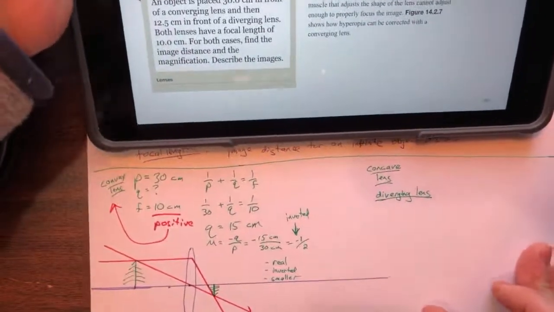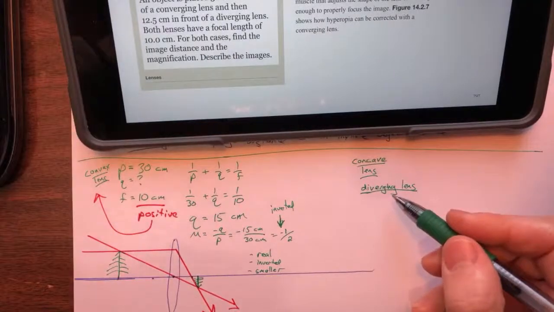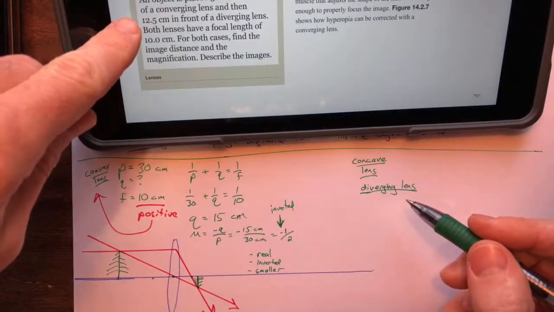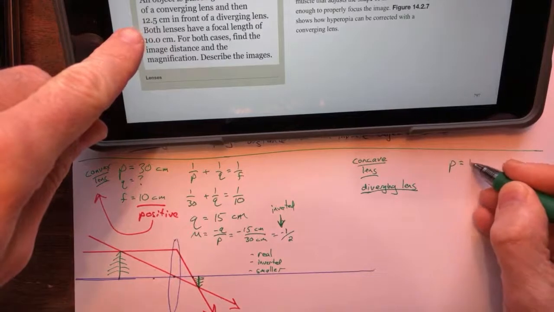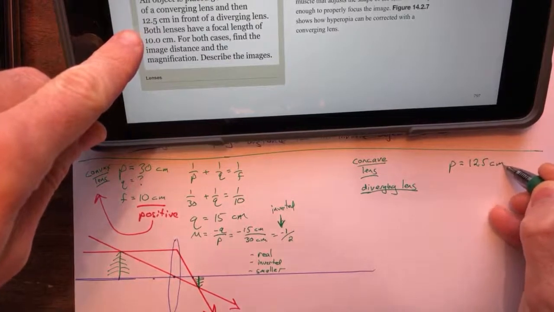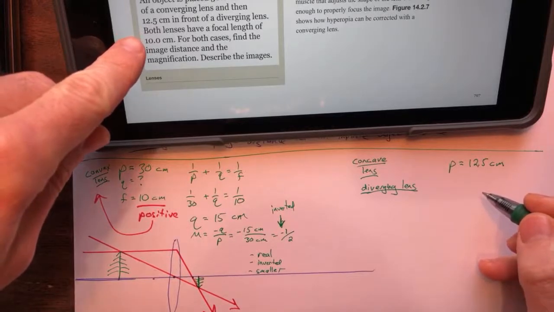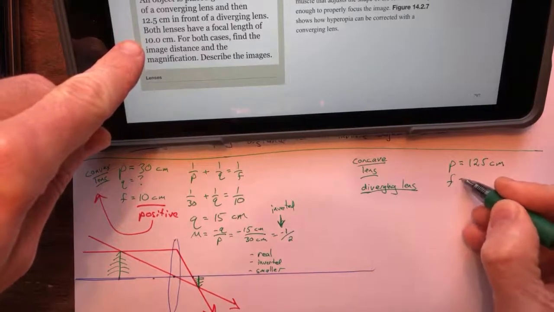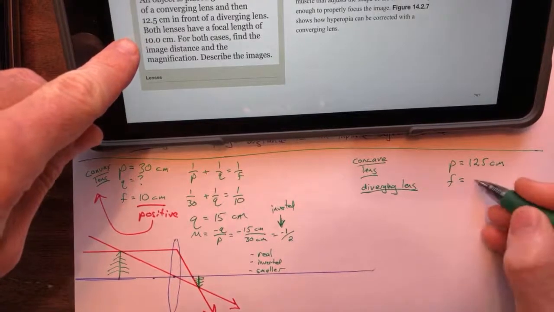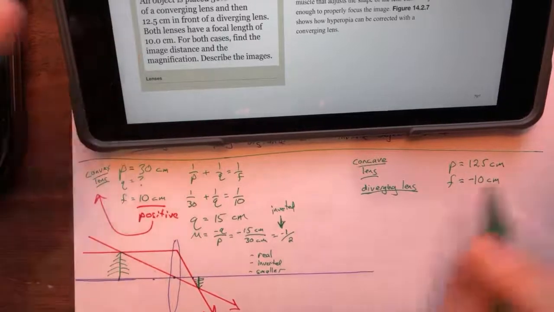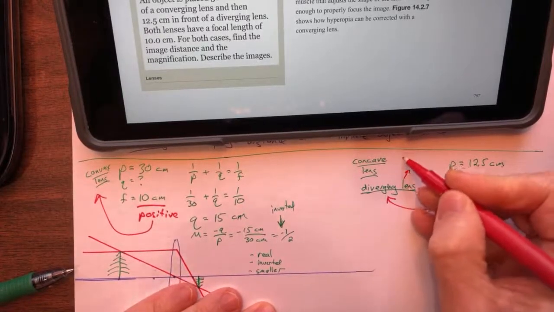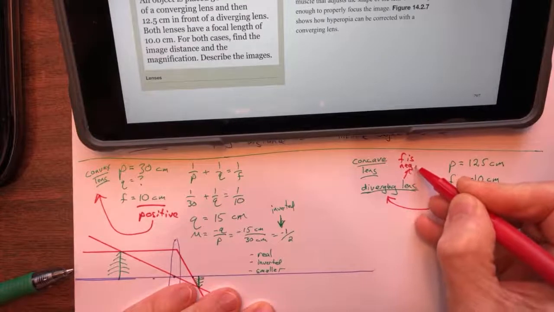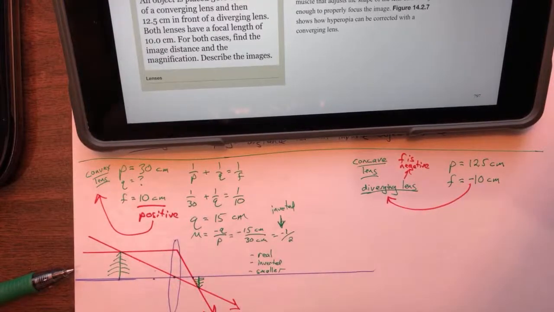All right, let's go ahead and do the last example here for a diverging lens. What do we got? We have an object that's placed 12.5, so P here is 12.5 centimeters in front of a diverging lens. And both things have a focal length of 10, but in reality, because it's a diverging lens, this is going to be negative 10 centimeters, right? Negative because it's diverging. For a diverging lens, F is always negative, because it's going to be spreading out.